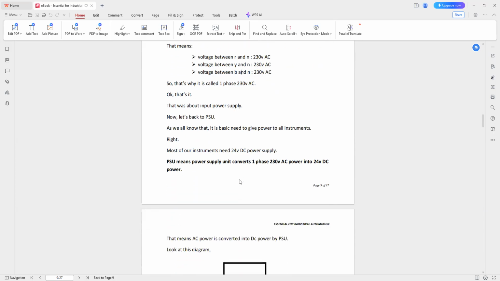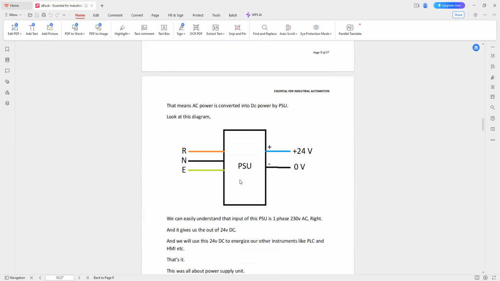But this diagram is important for a fresher or for the initial stage of your career. How will the power supply generate the DC power supply? Because 440 volt three phase or 230 volt single phase is an AC power supply. So the power supply unit will convert your AC to DC. Anything you input as AC will be converted into DC, which will be 24 volt DC.